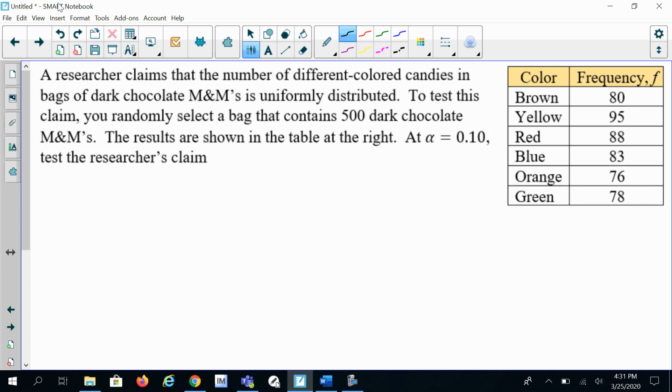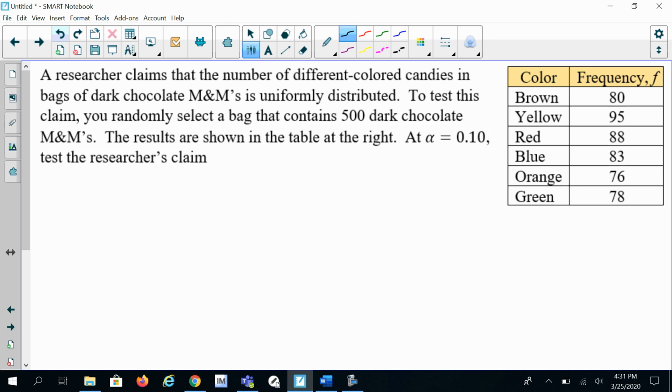It says, a researcher claims that the number of different colored candies in bags of dark chocolate M&Ms is uniformly distributed. Bingo, right there. That's telling me that this is the other type of goodness of fit problem that we have to deal with. So that's big. All right, so now we know it's uniformly distributed. We'll talk about what that means in a sec, but let's finish reading. To test this claim, you randomly select a bag that contains 500 dark chocolate M&Ms. The results are shown in the table on the right at a significance level of 0.1.